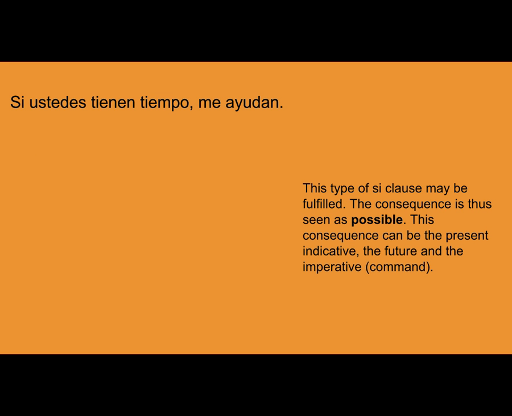This type of si clause, when it's used with the present tense, is considered possible. It's considered that it could be fulfilled. The consequence, the dependent clause, is then seen as possible. This consequence can be in the present tense, in the future, and it can be a command.